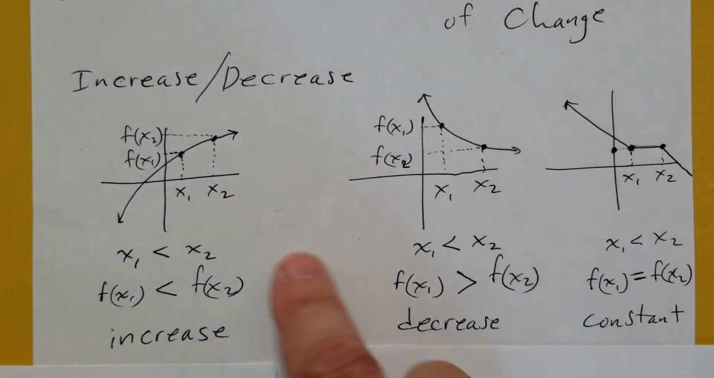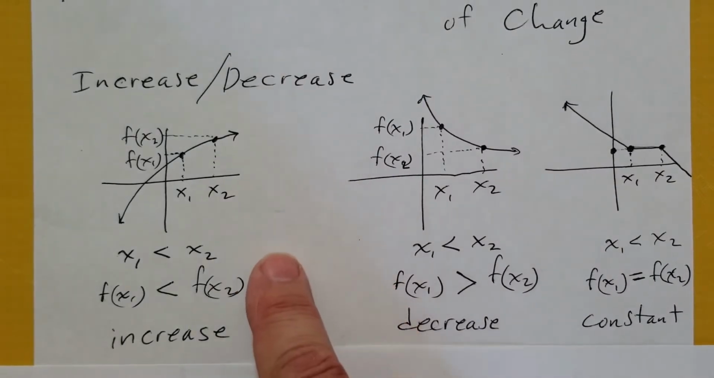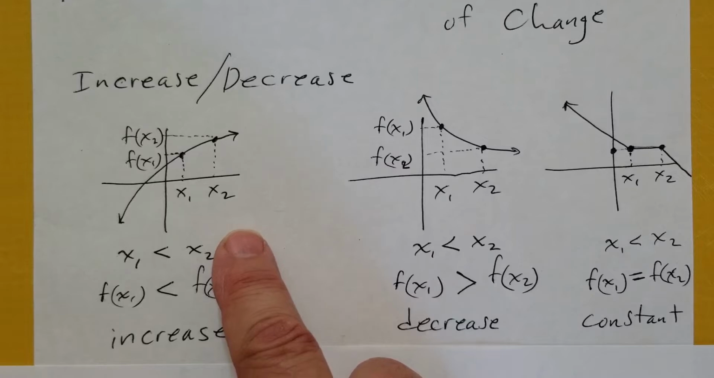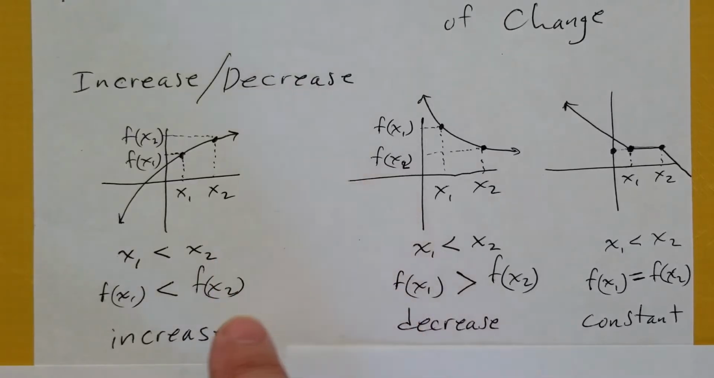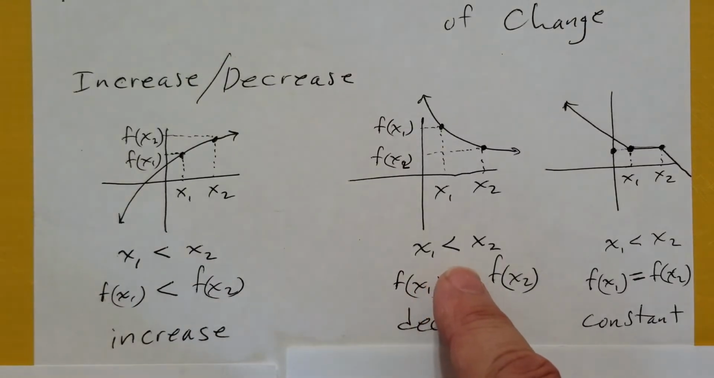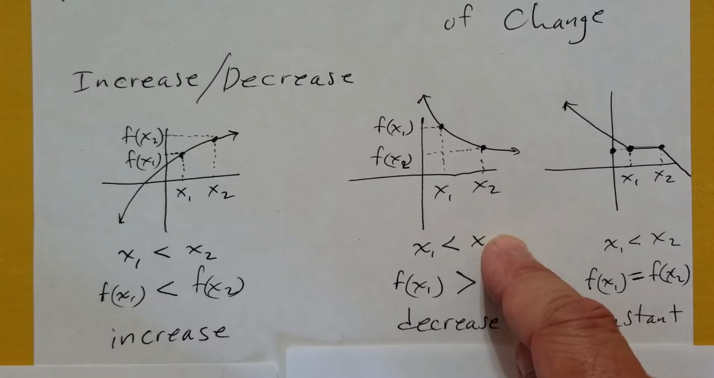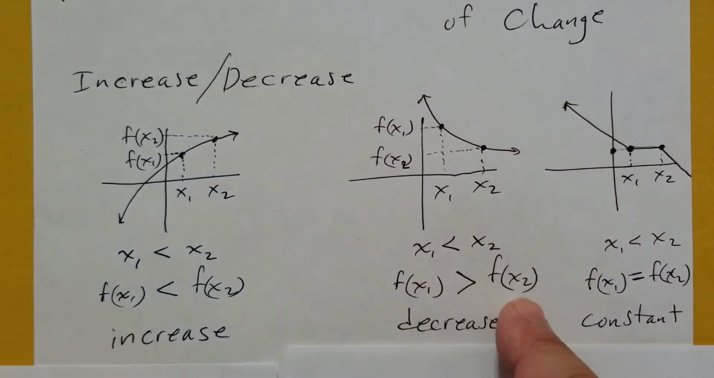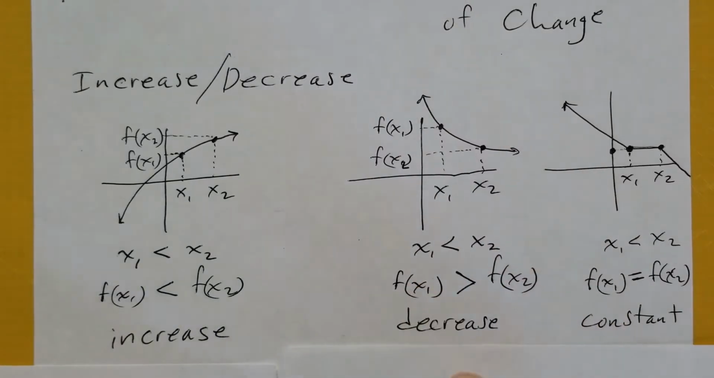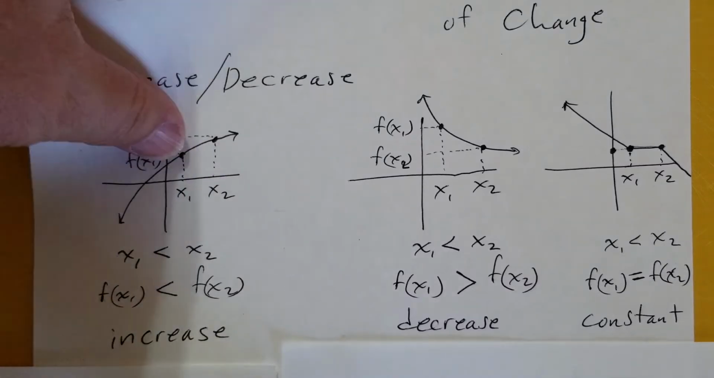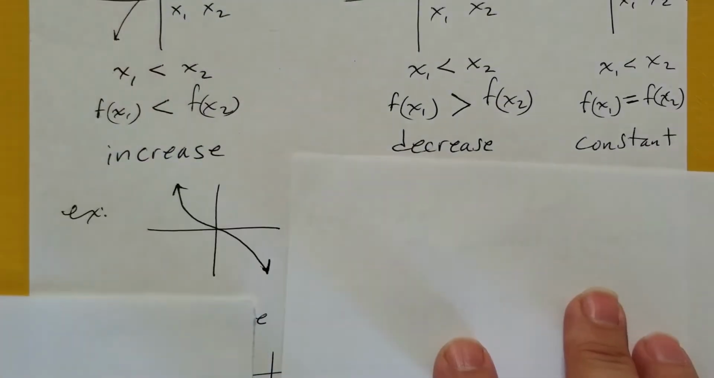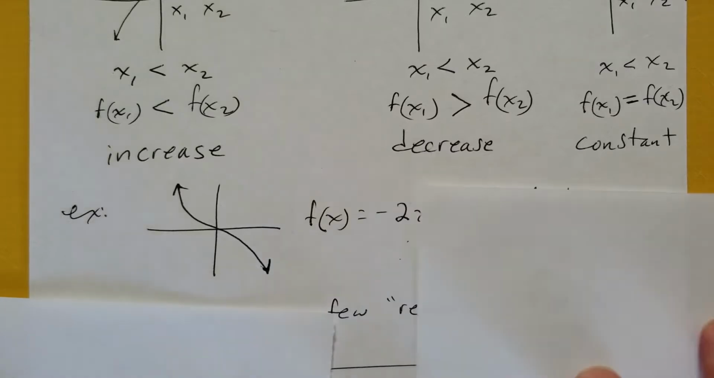Now, the reason we point this out is that's how we check. If we had the function, the actual equation, and we put in a couple of x's, and the x's go from small to big, and what you get is answers that go from small to big, then you're talking about increase. However, if the x's that you put in there go from small to big, and the answers come out big to small, then you're talking about decrease. So that's why we talk about this, because we're actually going to use them when we see equations, like right now.